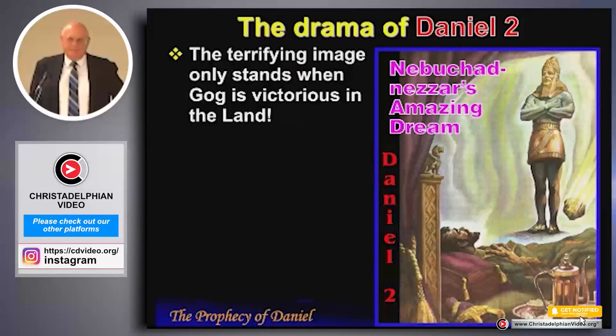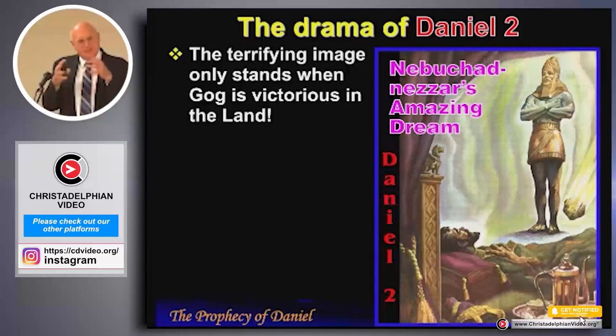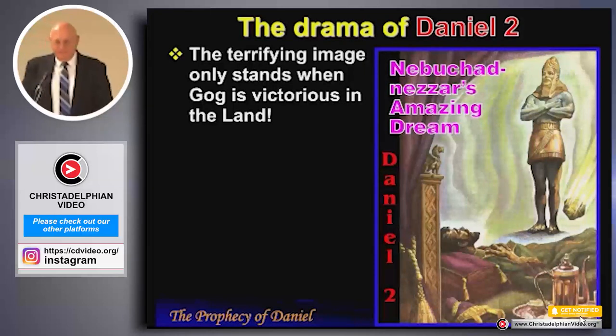And the great drama of Daniel chapter 2 is that this image, this terrifying image, only stands complete when Gog is victorious in the land. So why can I say that? Because there's a fundamental principle which Brother Thomas has pointed out, that there's got to be a collection of all of the territories that were once part of those four world empires. They're going to be brought together. And of course, Gog will not be able to take in one of the most important lands of those four world empires. You know what it was? The land of Israel. And it's only when Gog is victorious in the land of Israel that that image can stand tall, stand upon its feet that are in the process of being formed in our times and beyond. Okay, got the picture? There's a drama there.